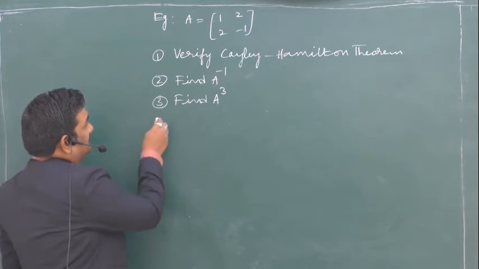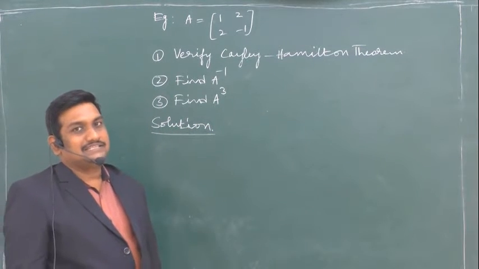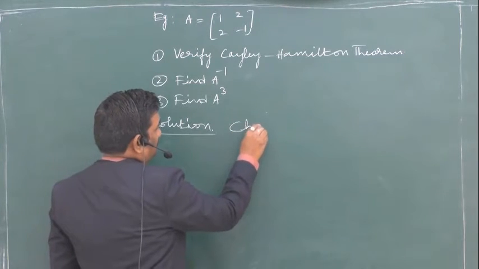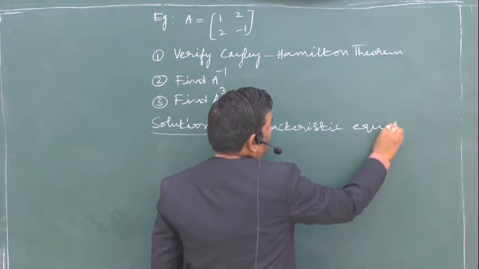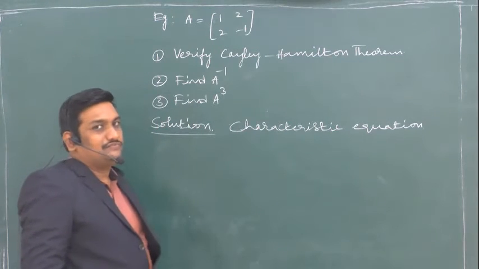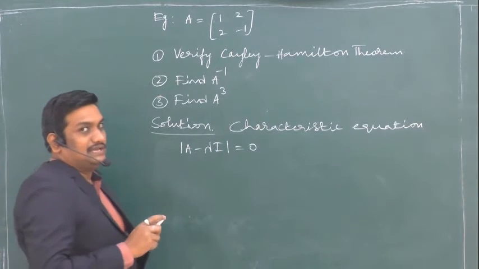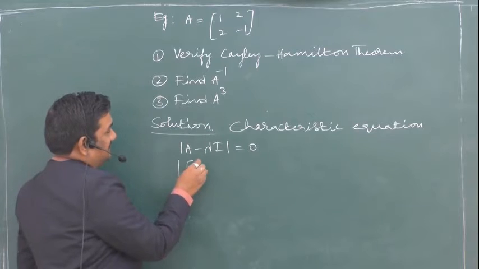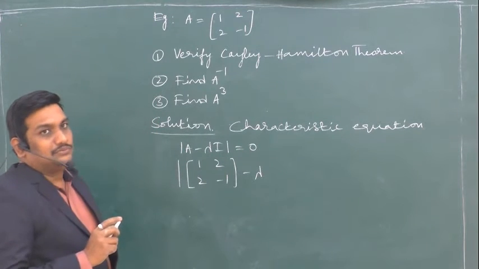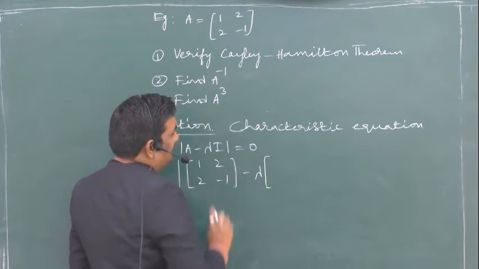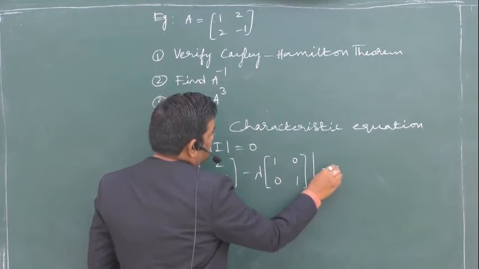Okay, so let us start with the characteristic equation. You need to consider the characteristic equation. The characteristic equation formula is determinant of A minus lambda I equals 0. Here A is the given matrix, that is 1, 2, 2, minus 1, and lambda is the unknown, we need to take it as a parameter, and I is the identity matrix of order 2 by 2, 1, 0, 0, 1, equals 0.